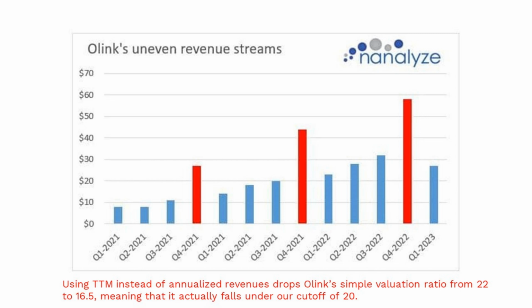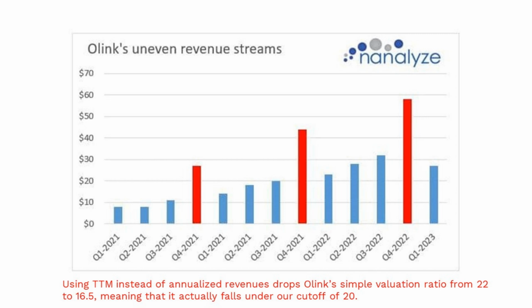Look, in the fourth quarter, you see how revenues jump. They almost double. So here we would want to use trailing 12 months, and that will actually drop that simple valuation ratio from 22 to 16.5. So that means it actually falls below our cutoff of 20.